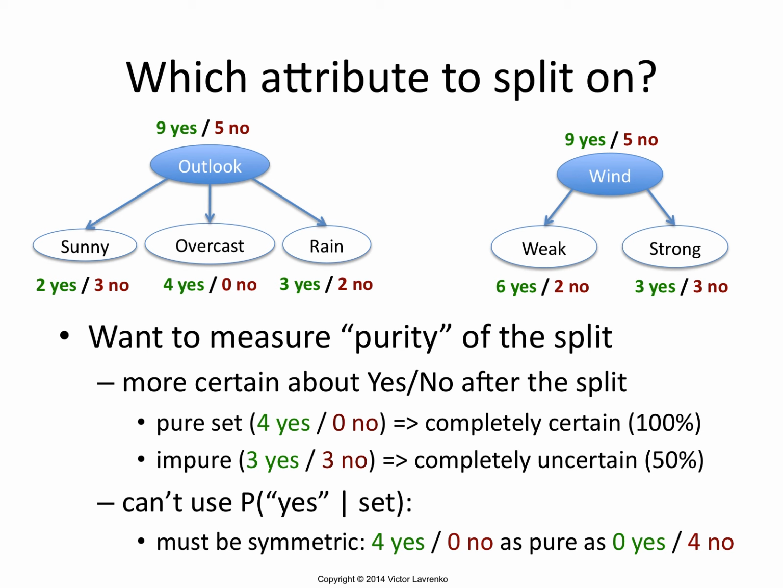But you would also want to have a high number for a subset that was all negative. So if you had a subset that had 4 no's and 0 yeses, you would want a high purity score, even though the probability of yes would be 0. So you want something that's symmetric, that doesn't care about whether it's positive or negative, that just tries to pick out the purest subset.